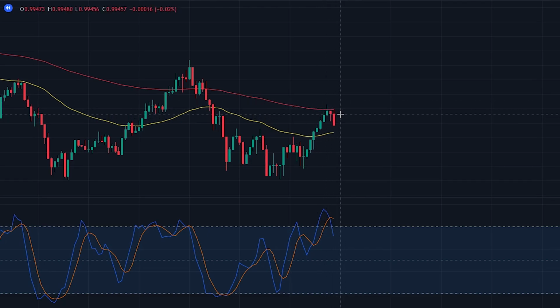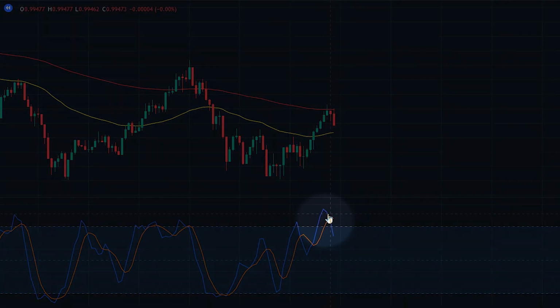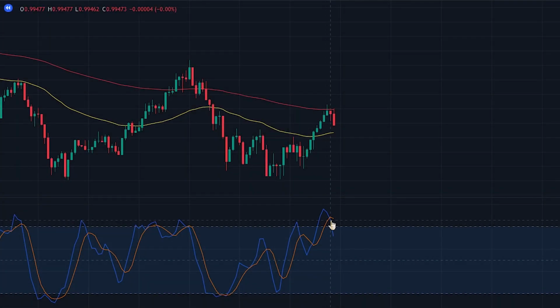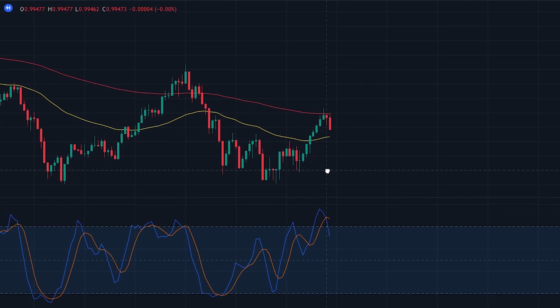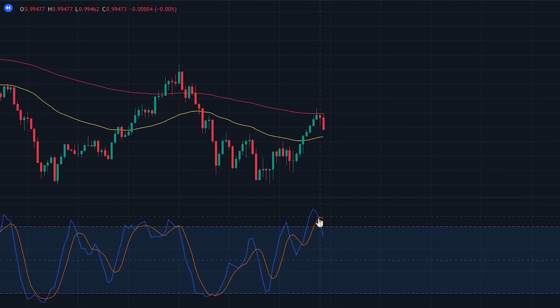Thirdly, the stochastic indicator must become overbought. Then when the stochastic indicator is overbought, the orange line must cross above the blue line. If the cross happens really close to the overbought area, then the signal will still be valid. This cross in the overbought area indicates that the market might enter into a bearish trend.